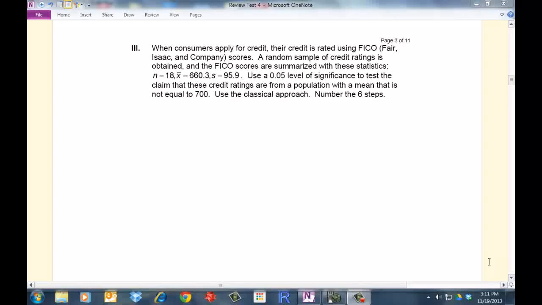Okay, question 2. When consumers apply for credit, their credit is rated using the FICO score, Fair Isaac Company. A random sample of credit ratings is obtained, and the FICO scores are summarized with these statistics. Sample size is 18, sample mean is 660.3, sample standard deviation is 95.9. Use a 0.05 level of significance to test the claim that these credit ratings are from a population with a mean that is not equal to 700.